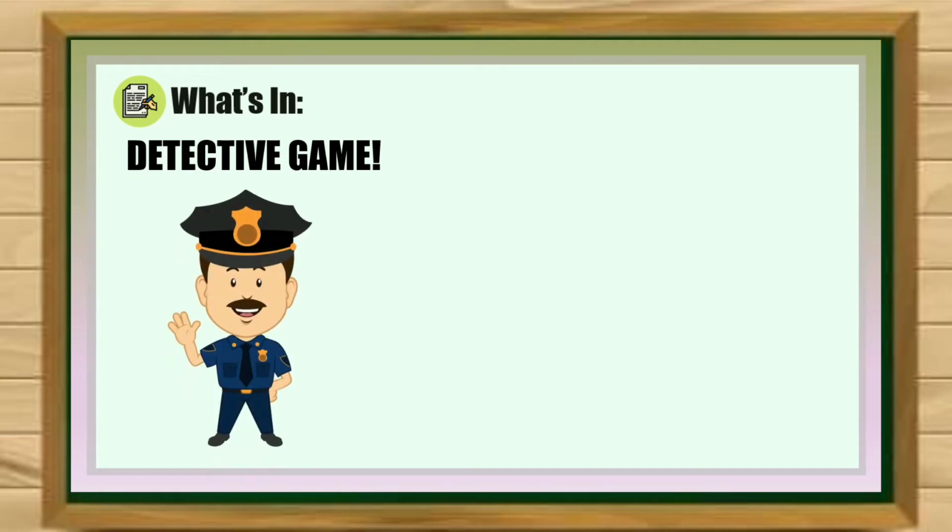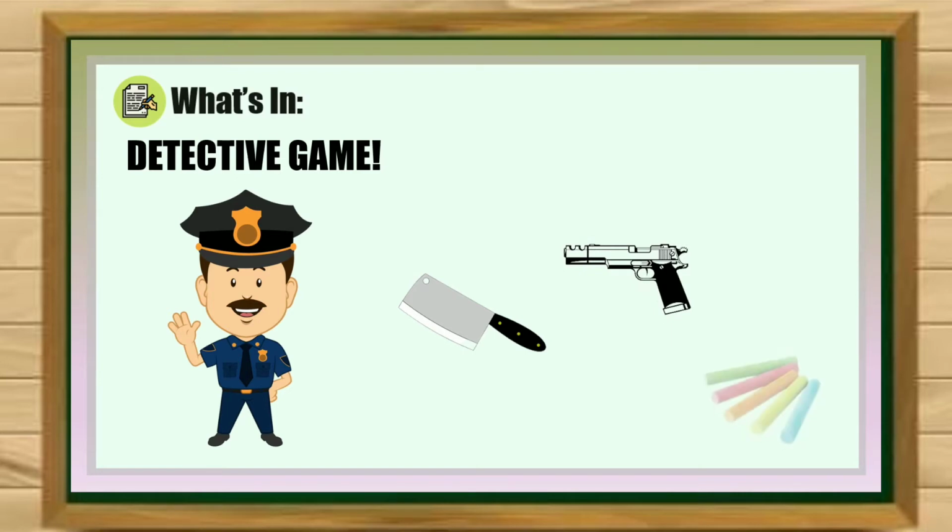This is Uncle Ruben. He is a policeman. He serves the country and his fellow countrymen. What weapon can he use in fulfilling his duty? Can he use a knife, a gun, or chalks? You're right. The answer is a gun.